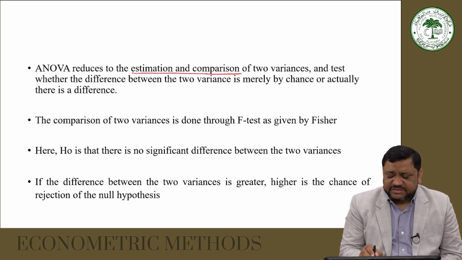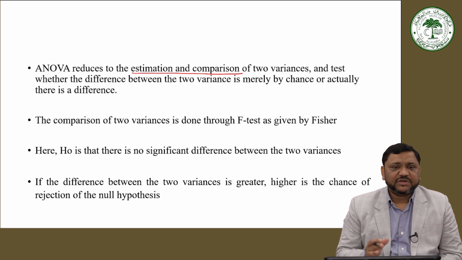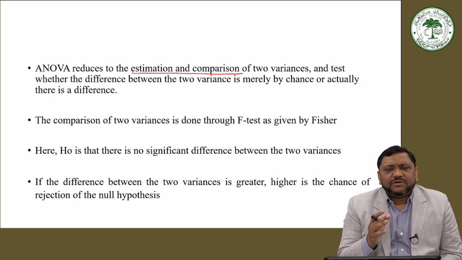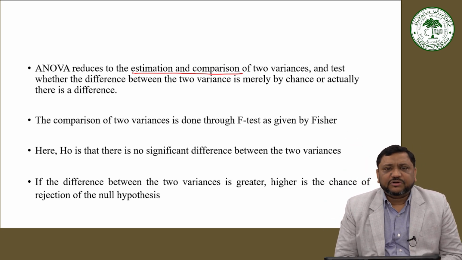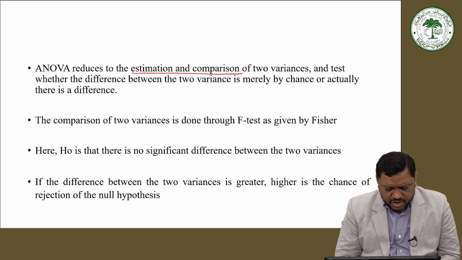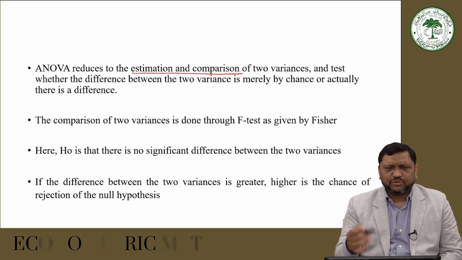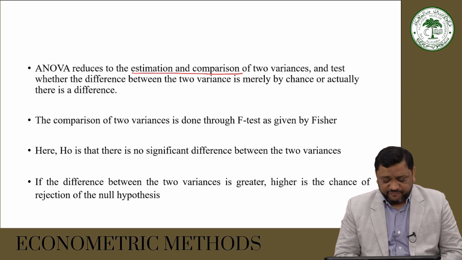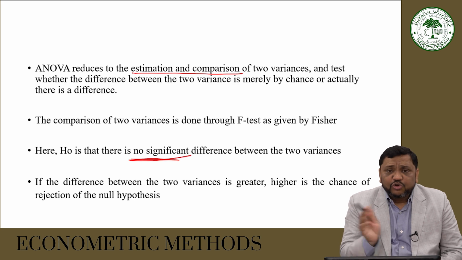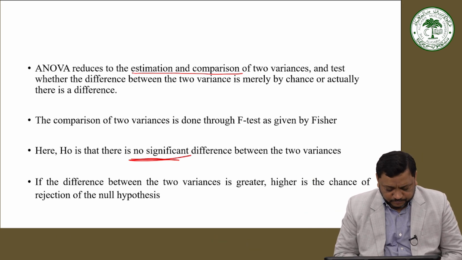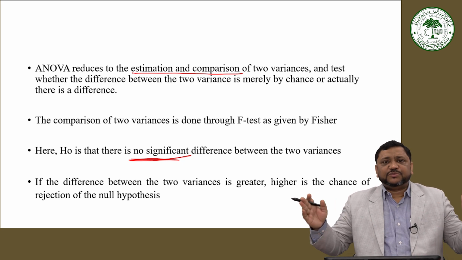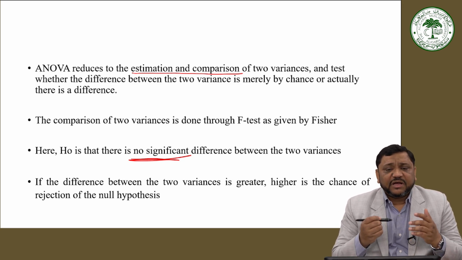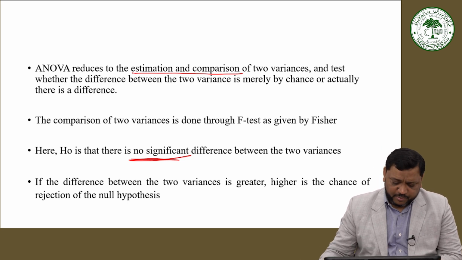So what Anova does is estimate and compare two variances and test whether the difference between these two is because of the sample that has been selected, or whether the same difference really exists in the population from which these samples have been extracted. The comparison of the variances between two or more samples is done through the F test. F gets its name from Fisher. The null hypothesis is that there is no significant difference between the two variances. If the difference between the two variances is big, the calculated value of the F ratio will also be big, and there is a greater chance that we will reject the null hypothesis.